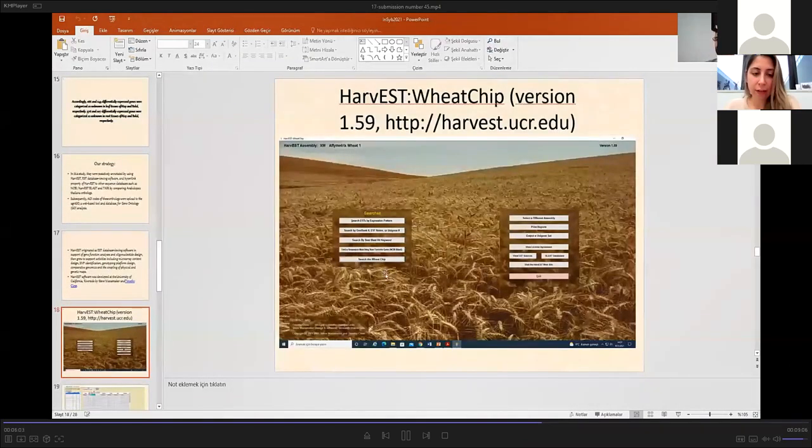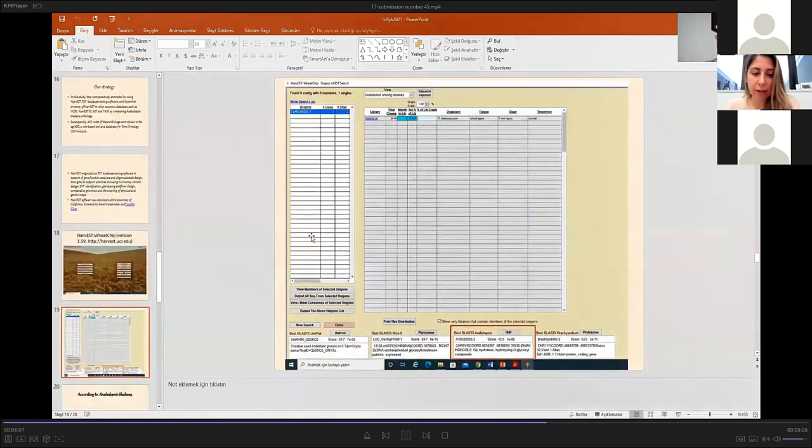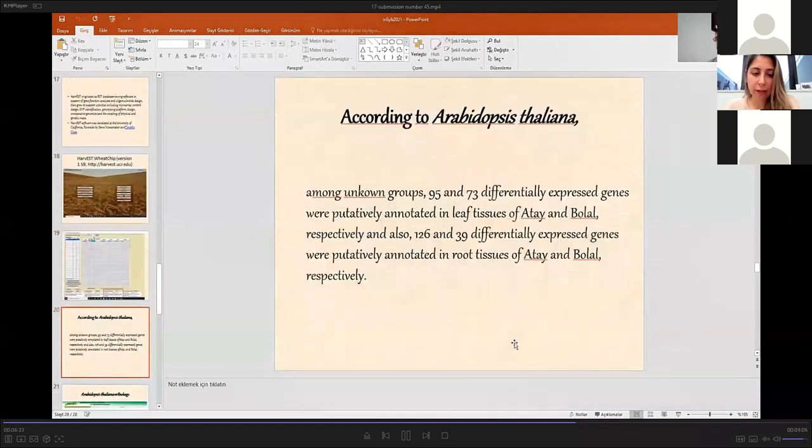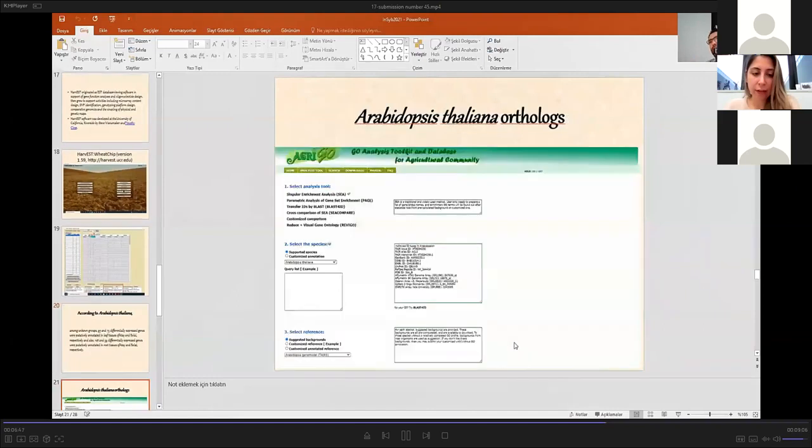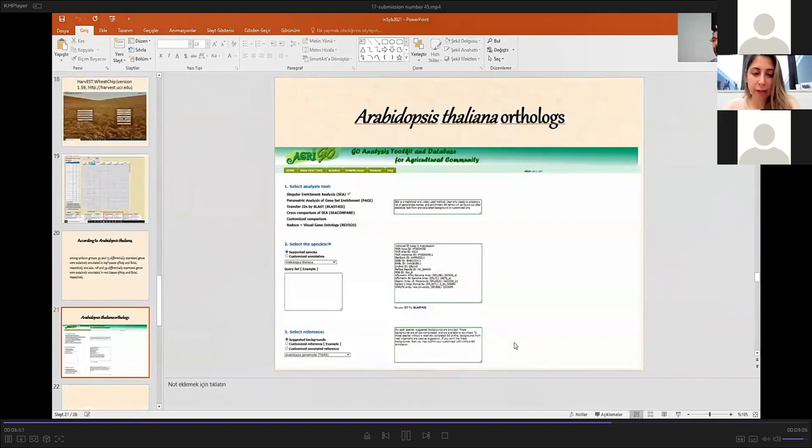Yes, this is Harvest with chips. We use this search with chip. We uploaded the Affymetrix codes from both cultivars, and by using BLAST for EST similarity, we obtained AGI codes of Arabidopsis thaliana. This is the score number, this is the probability level. By using this program, 95 and 73 differentially expressed genes were putatively annotated in leaf tissues of Atay and Bolal, respectively, and 126 and 39 differentially expressed genes were putatively annotated in root tissues of Atay and Bolal, respectively.